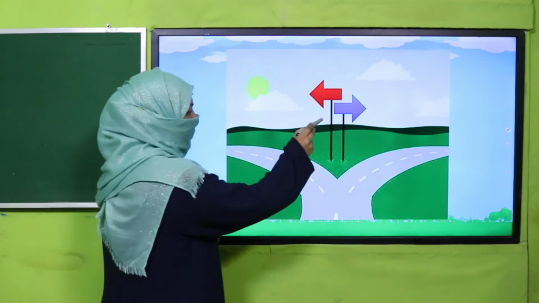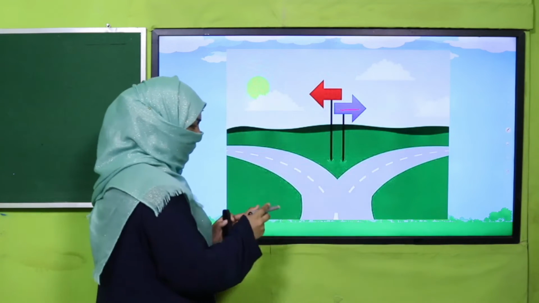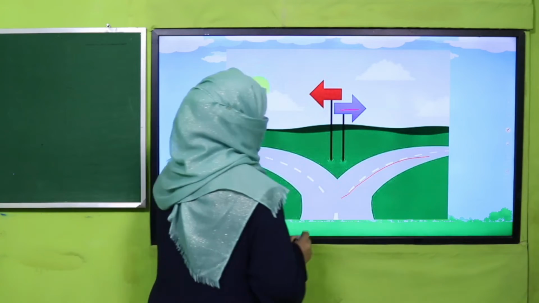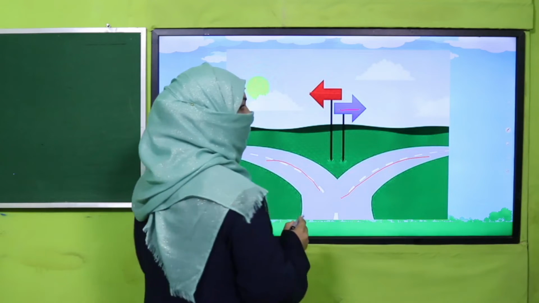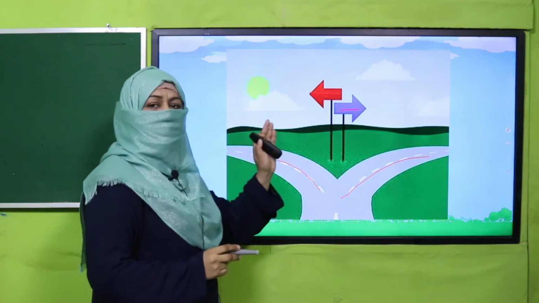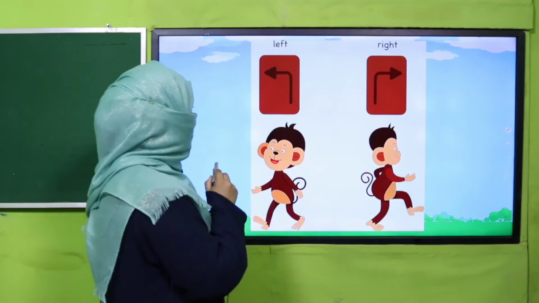So this arrow is forward. So this is right direction. You have to go on right. This is showing left direction or backward direction. So this is how, by looking at the signs, we can find out directions.